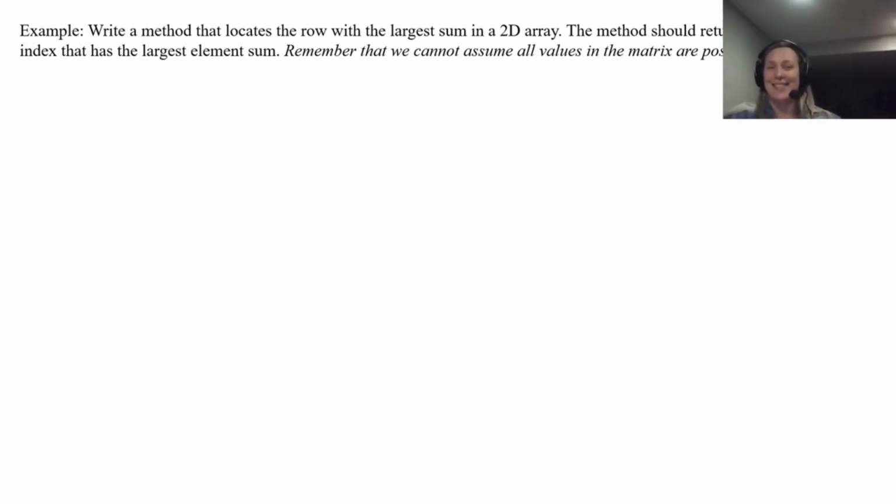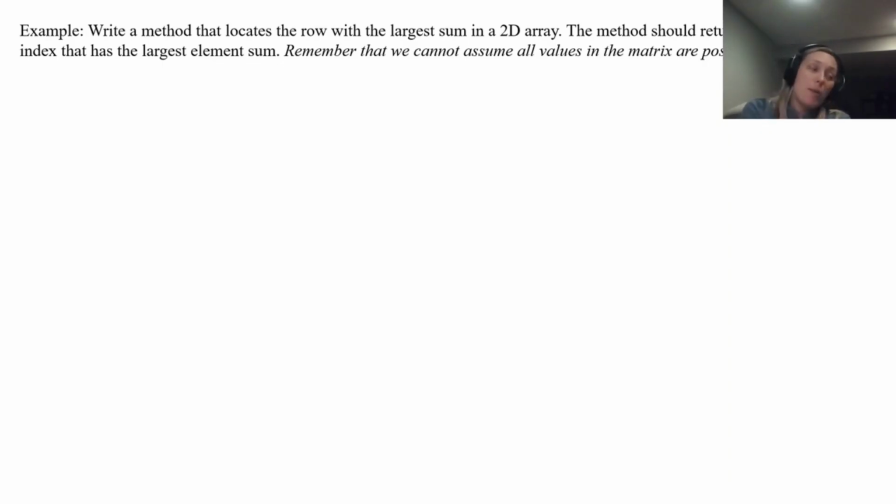Write a method, okay, that locates the row with the largest sum in a 2D array. This method should return the row index that has the largest element sum. So you're going to add up all of the elements in a row and then return which of those is the largest, okay? And then there's a little note there that says, remember, we cannot assume that all values in the matrix are positives. And I'll explain why we have to keep that in mind here in a moment.